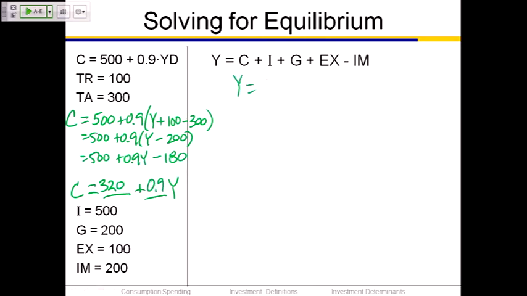And so what do we have? We've got income equals 320 plus 0.9 times income plus 500 plus 200 plus 100 minus 200.